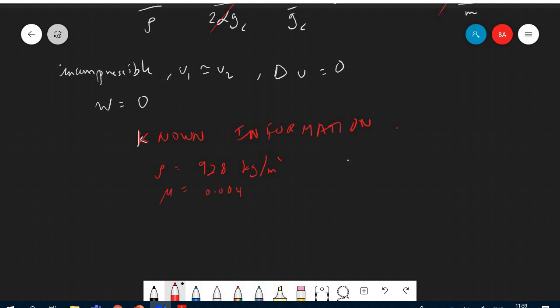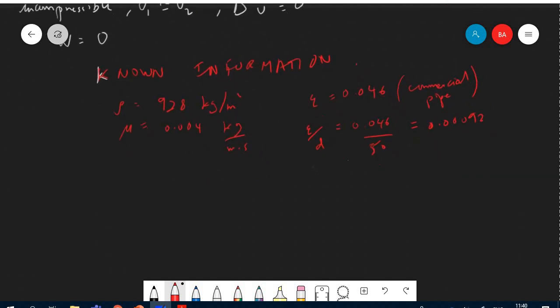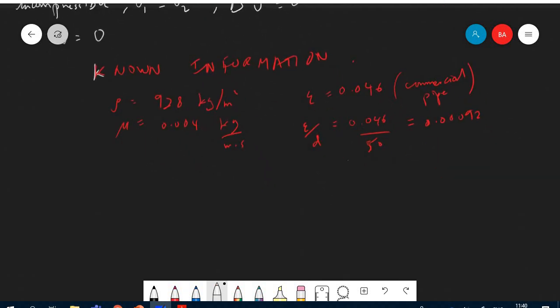We know that we have mu, which is 0.004 kilograms per meter second, and we also have the value of E, which is the roughness factor, which is 0.046, and that is for the commercial pipe. You can get that, the commercial steel pipe. And of course, if you divide this by the internal diameter, this will be 0.046 over 50, which is equal to 0.00092.